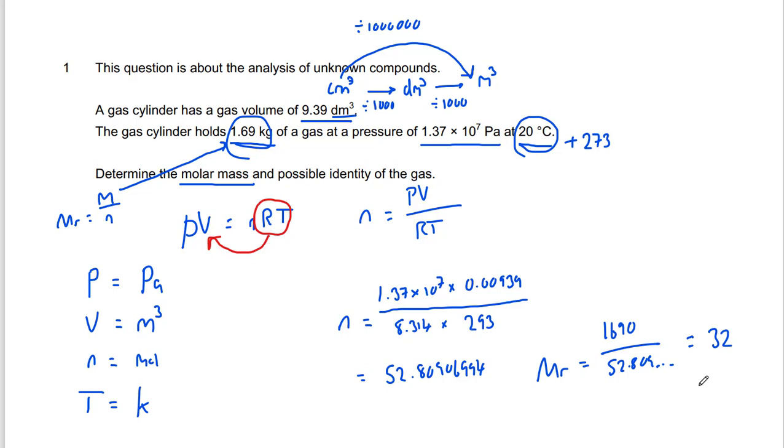Well, 32.0020, but yeah, 32 is the answer. And therefore, it says it's an unknown gas. You need to think of a gas that might have a molar mass of 32. There's a very, very common one that most people should be aware of, I would hope now.